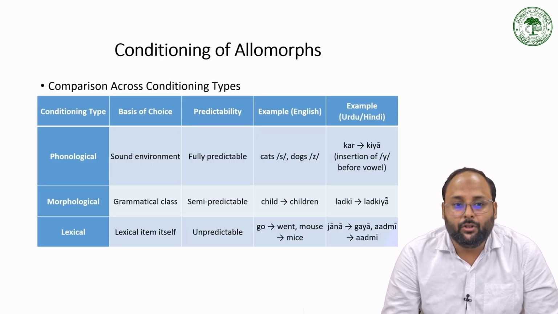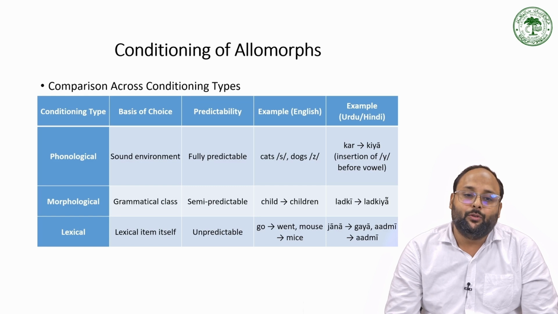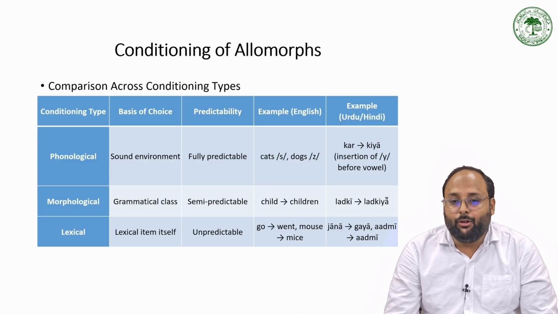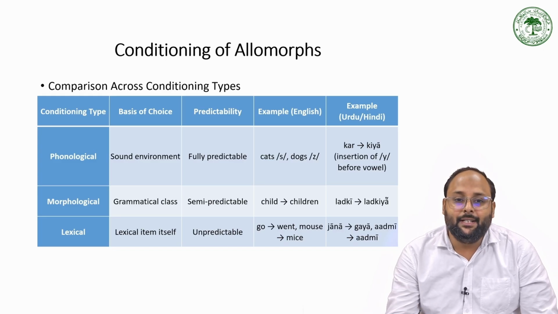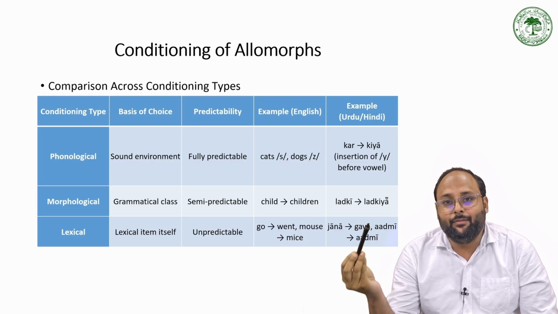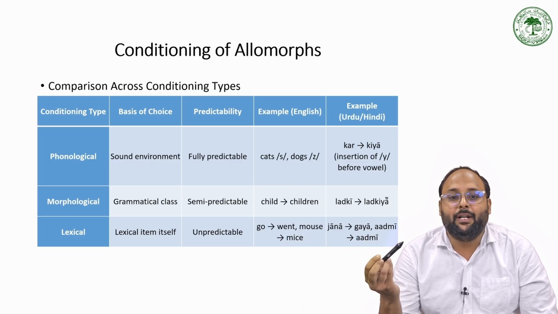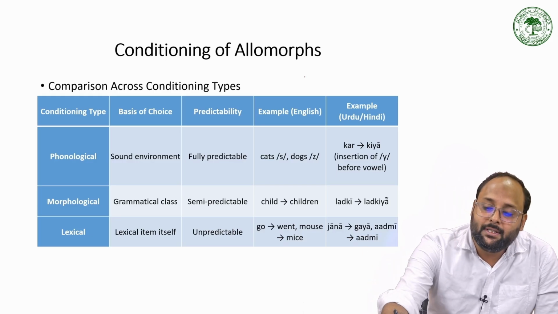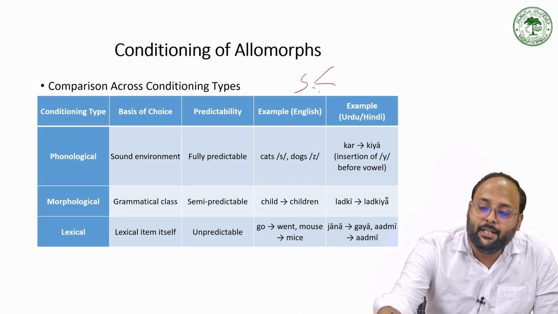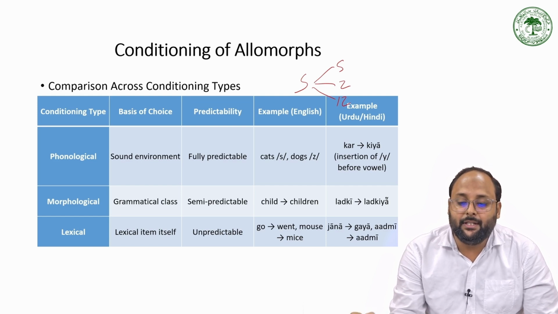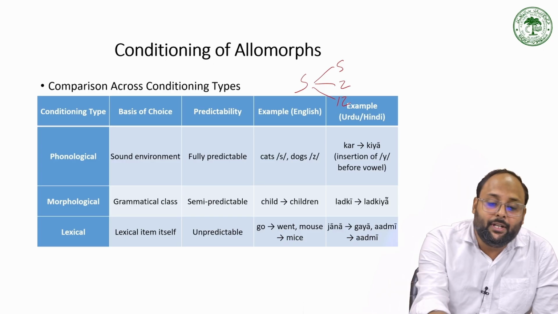So here I conclude all these conditioning of allomorphs. We have three types of conditioning: phonological conditioning, morphological conditioning, and lexical conditioning. We have already defined phonological conditioning: any change or alternation or variation in the morph defined by the sound environment. An example of phonological conditioning is the plural s. So s has three representations: s, z, and iz. And this variation is based on the sound environment.